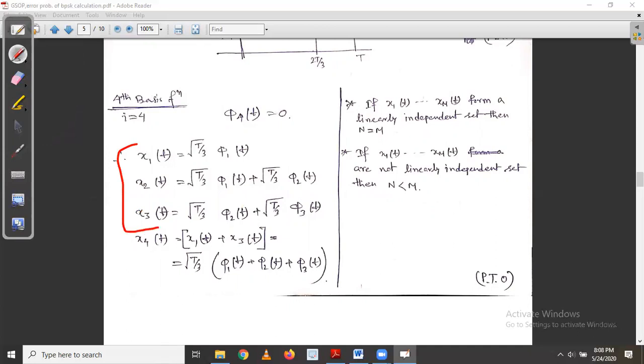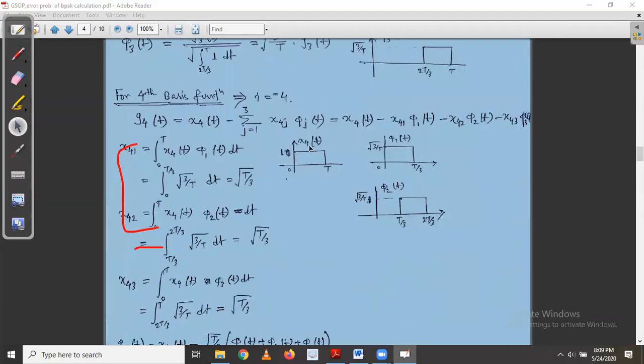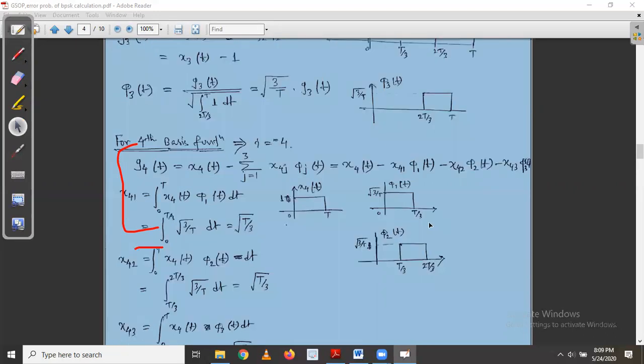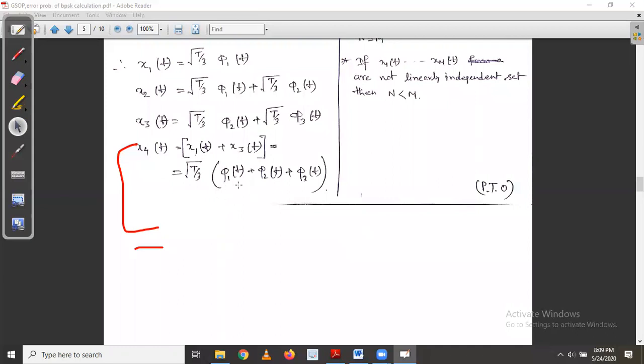Similarly, x4, what is the range of x4? Final thing, what is the range of x4? In the numerical, the range of x4 means 0 to t, and phi 1, phi 2, phi 3 are also in the range of 0 to t, because phi 1 is 0 to t by 3, phi 2 is t by 3 to 2t by 3, and phi 3 is 2t by 3 to t. So in 0 to t, all three basis functions are coming. That means x4 depends on all these three basis functions.